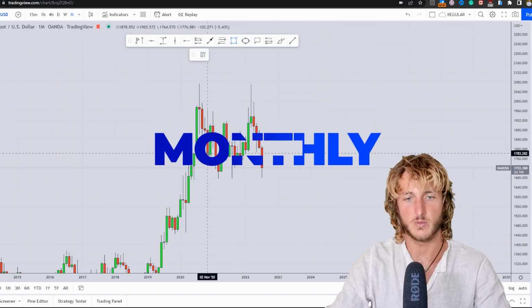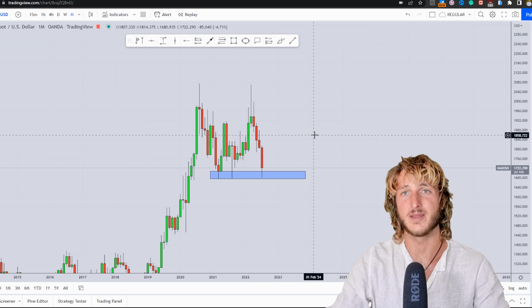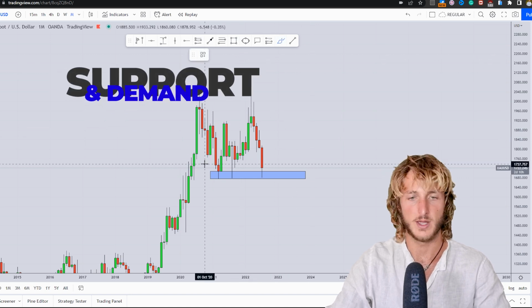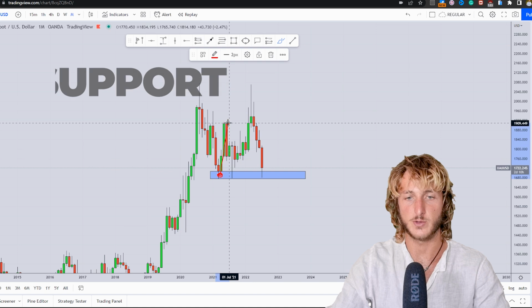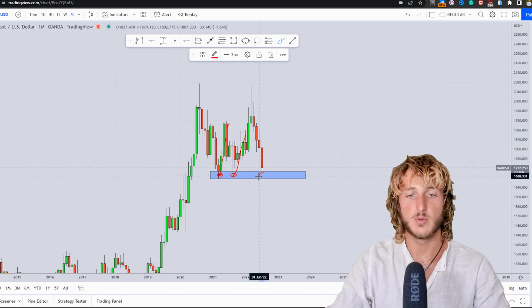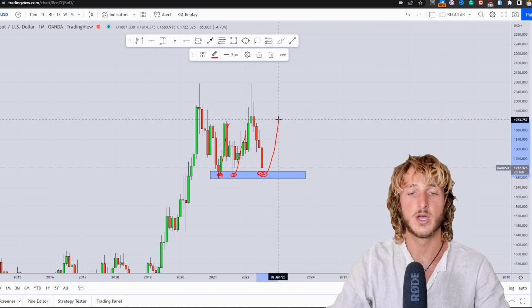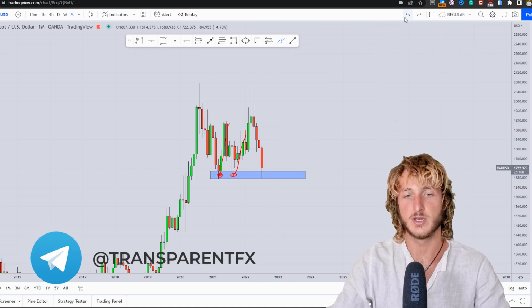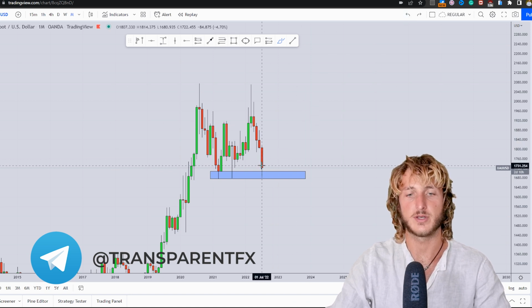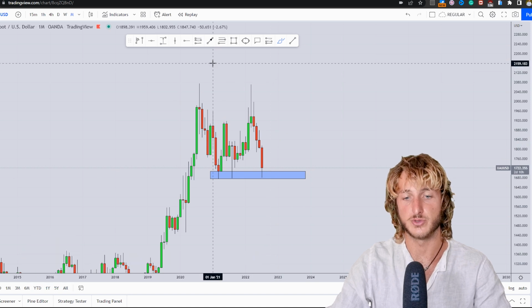Starting here on the monthly, what we can see is that at the moment we are testing a very strong level of monthly demand and support. In fact, from here, all this move to the upside was created. Again, here, the market tested its zone and immediately started rejecting it to the upside. And at the moment, we're testing this exact same area of monthly demand and support, from which there is definitely the possibility for a potential rejection to the upside. So here on the monthly, everything seems pretty bullish and we could expect more potential bullish continuation.